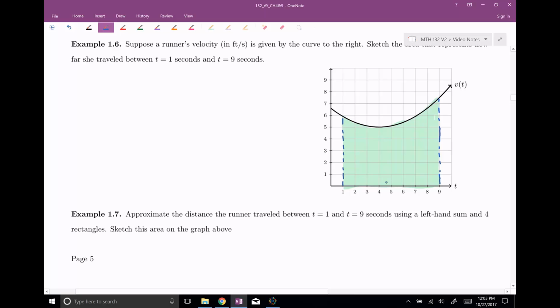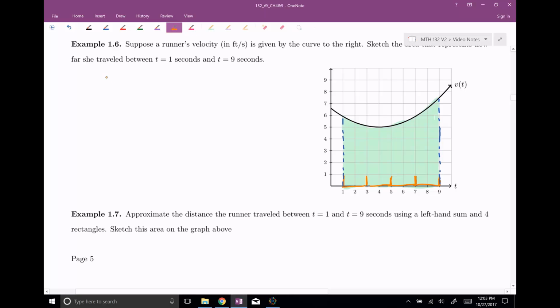So I have from 1 to 9, and I need to break this up into 4 rectangles. So let's see, here's maybe 2 rectangles right here, and then let's split those in half again. So here we now have 4 rectangles. So each one, notice that the width of each one of these rectangles is 2.